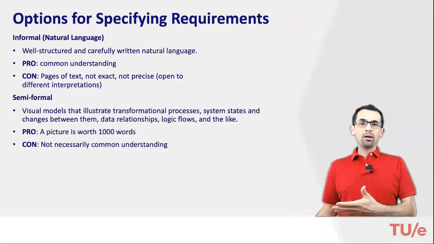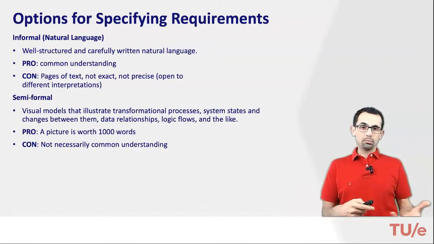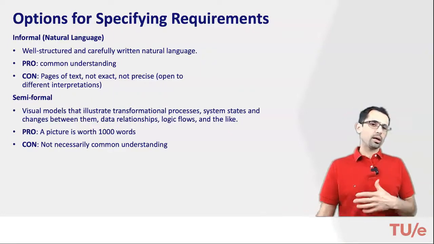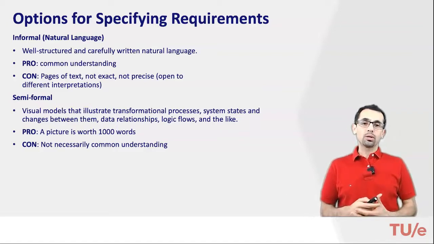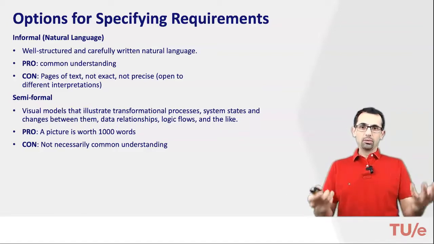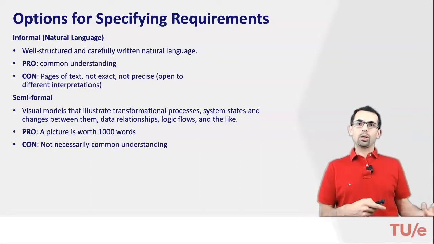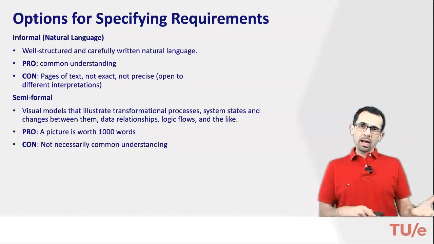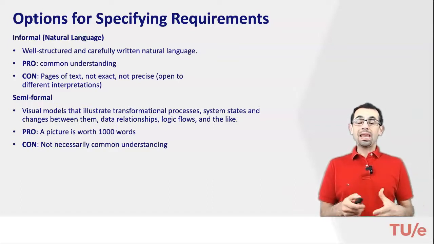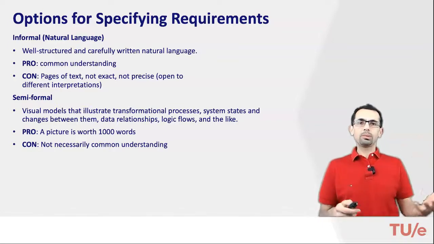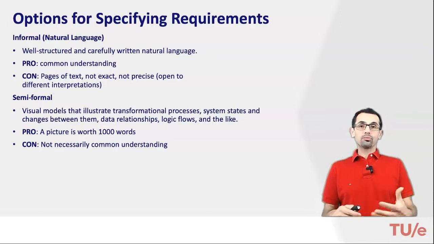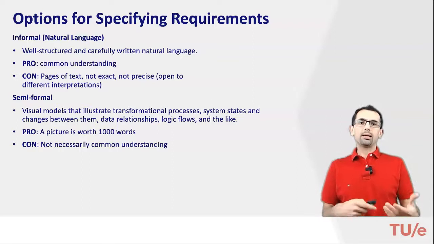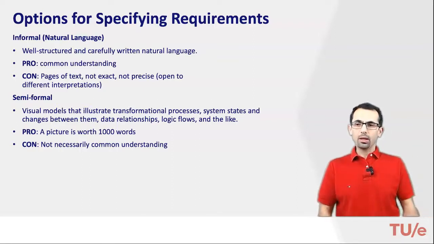Semi-formal ways are like using visual models, system states, use case diagrams, activity diagrams, and so on, flows. That's a good option anyway. The advantage is that a picture is worth 1,000 words, so it's much better. But sometimes it may not be known by your audience. For instance, if you use BPMN 2 diagrams and the advanced versions of BPMN 2 diagrams, it might be a little bit difficult for your audience to follow, understand, and properly give you feedback.